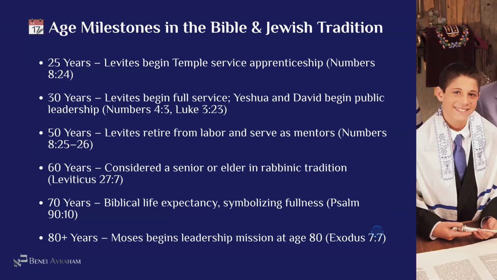And then at 50 years of age, the Levites were to retire from labor and serve as mentors. And at 60 years, people were considered a senior or an elder in rabbinic tradition, based on Leviticus 27:7. And at 70 years of age, this represents a good biblical life expectancy. If you reach 70, it means you've reached fullness of life, and you're good.